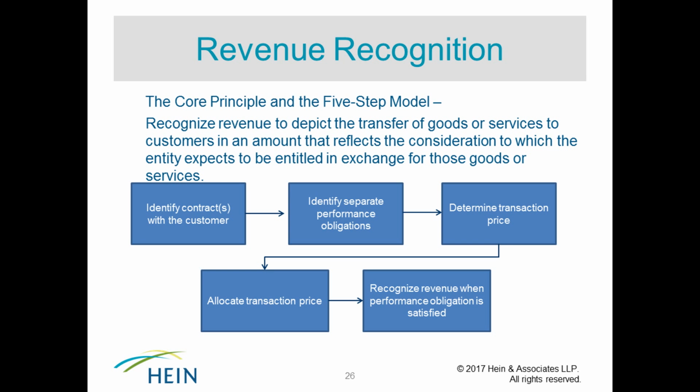So the new model really has 5 steps to it. It's identifying the contract first, and then trying to separate out the different performance obligations that you have for that contract, and then allocate the purchase price to those. First determined, then allocated, and then recognized when that service is being completed or that obligation is satisfied.